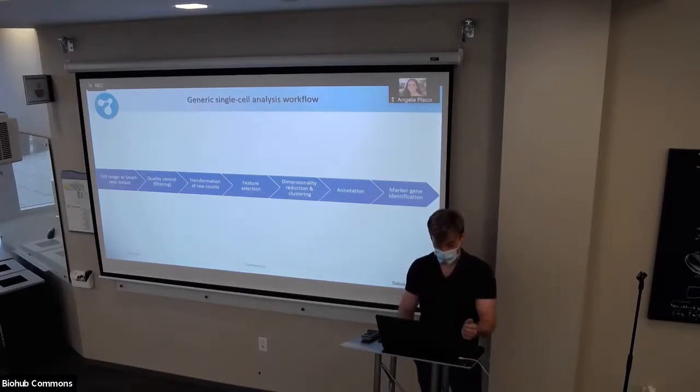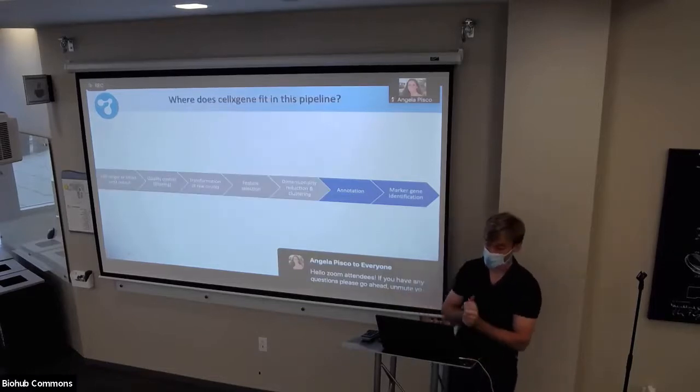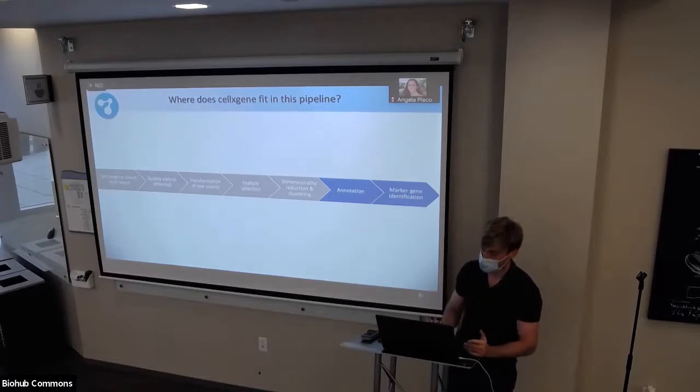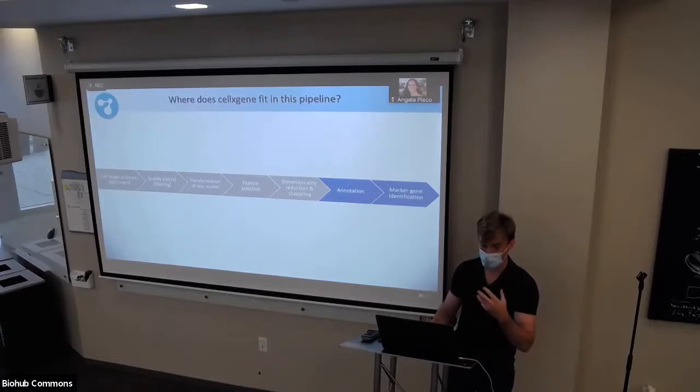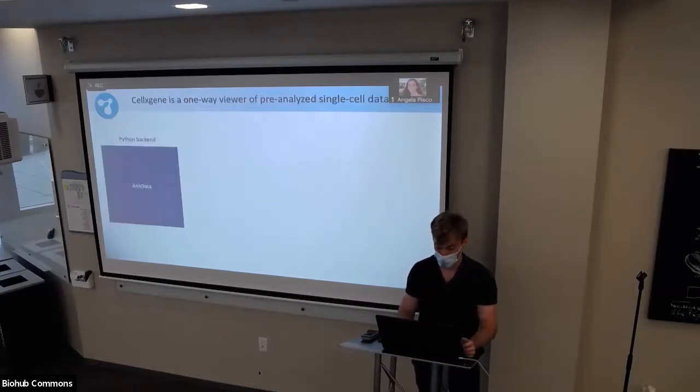So CZBiohub is a viewer of single cell data that was developed by the Chan Zuckerberg Initiative. And where it fits into this pipeline is these last two steps. It assumes that you have already done all your analysis. You have your lower dimensional space. You have your computationally generated clusters. And then it's a tool that allows you to basically highlight different cells and annotate them based on some genes that are expressing. And I'll show you a slide now.